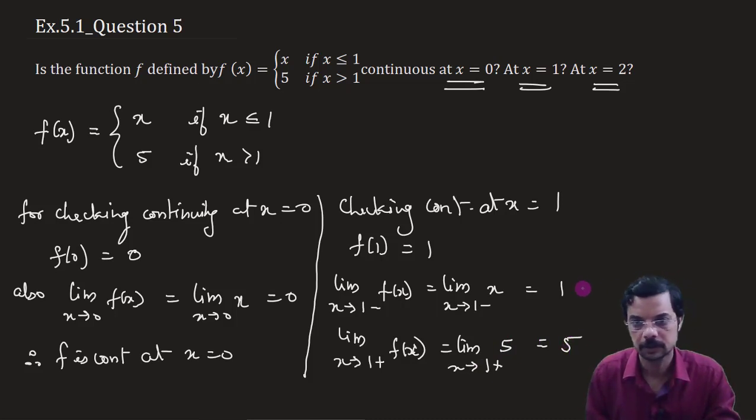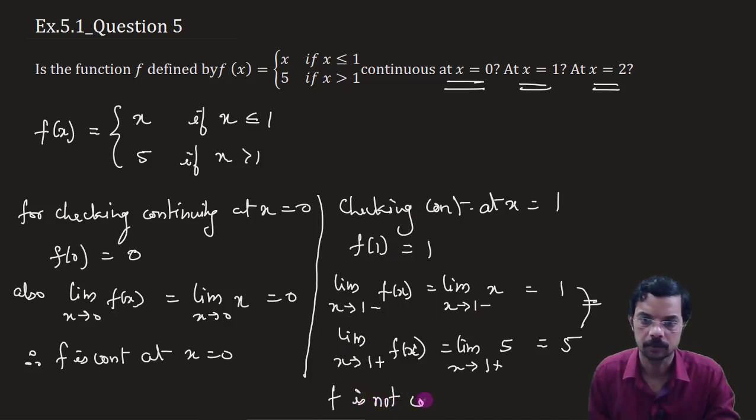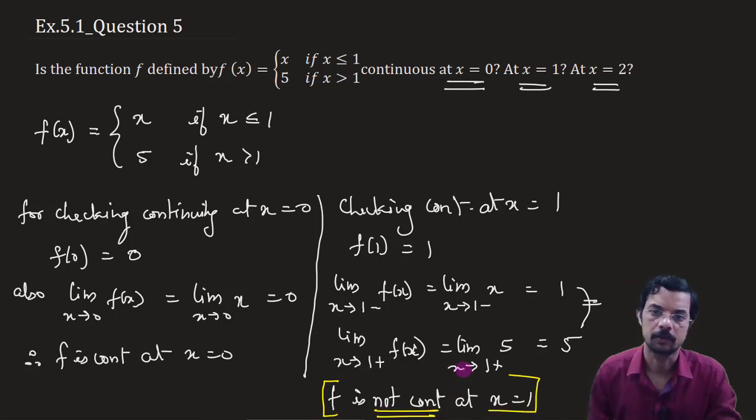So here what happens is that these two are not equal. So therefore this function is discontinuous, not continuous. f is not continuous at x equal to 1. You can say that the function is not continuous at x equal to 1.